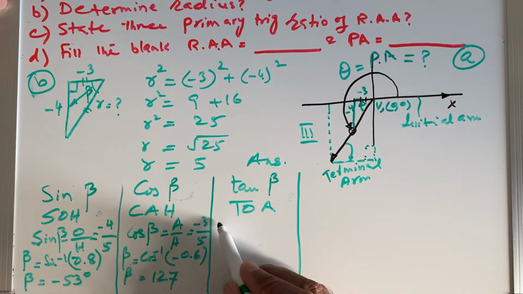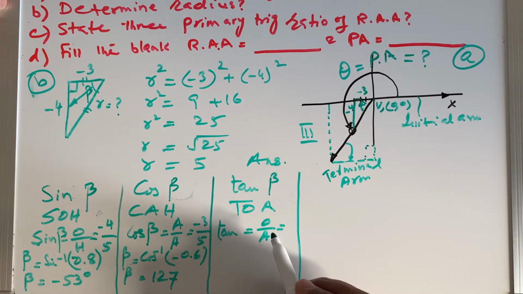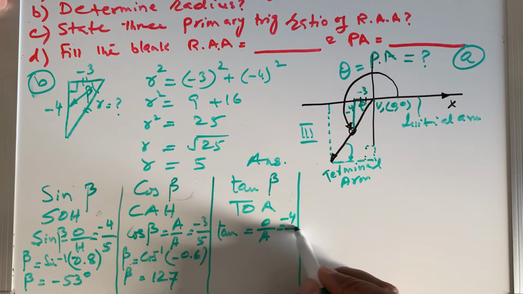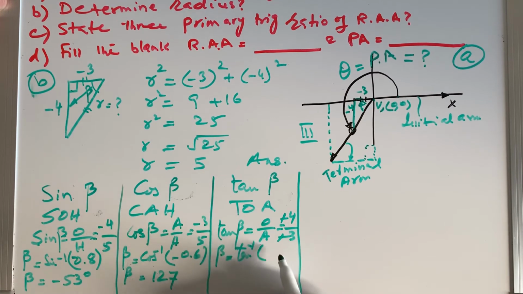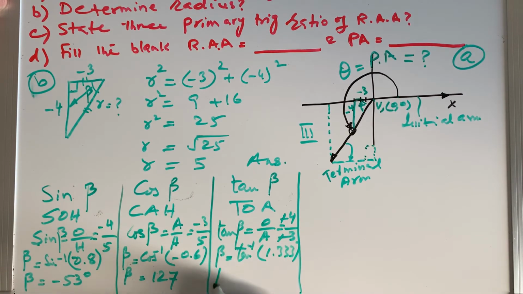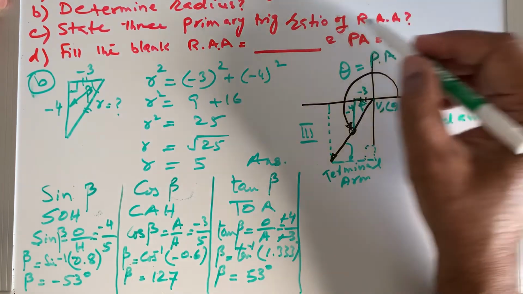If I want to take the value of tangent, so what do we have? Tangent is equal to TOA, opposite over adjacent. What is my opposite? -4. What is my adjacent? -3. This time the minus cancels, so I have this, and this is still beta. If I want to calculate beta, I will take tangent inverse of 4 over 3. 4 over 3 is like 1.333, and if I calculate beta, I can say it is 53 degree if I take it from the calculator.